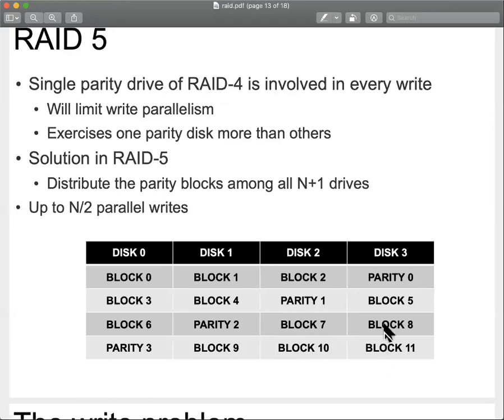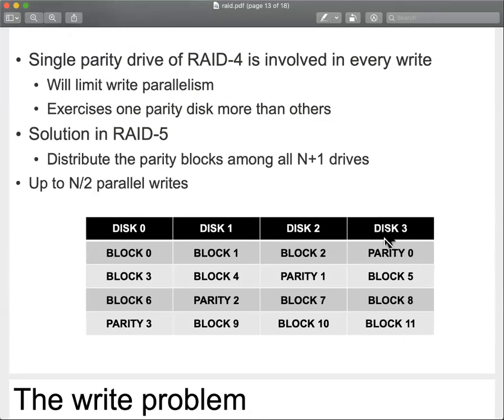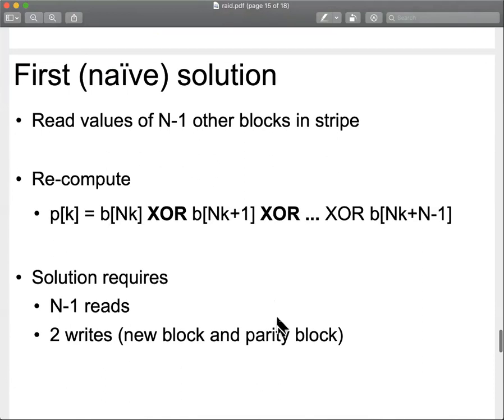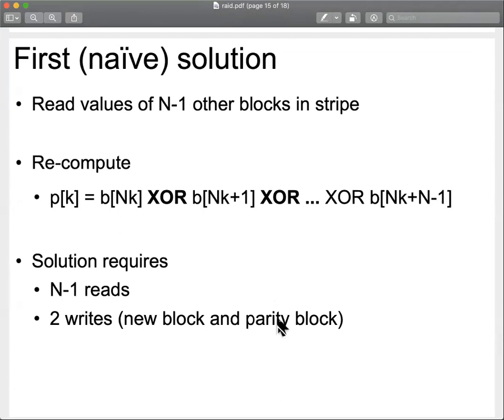So what we want is to recompute parity 0 or parity 1 or whatever, without having to read all the other disks, so that the other disks are free to handle other I/O operations. So this naive solution, which requires n-1 reads and 2 writes, is not going to work. I mean, it will work, but it won't give you the parallelism that you need.